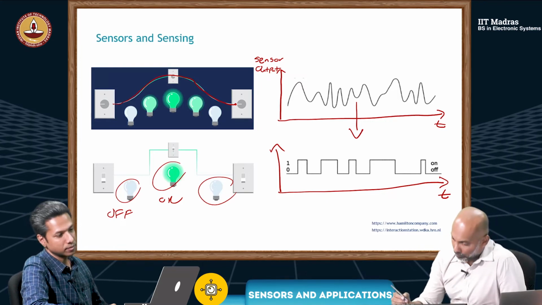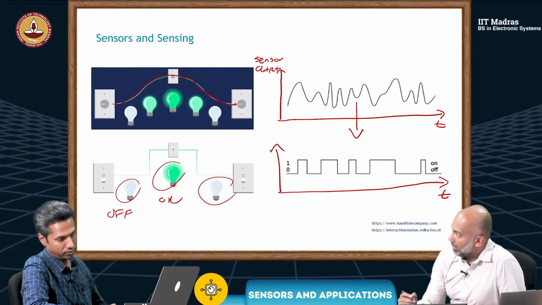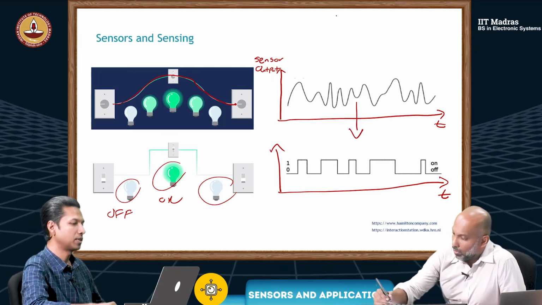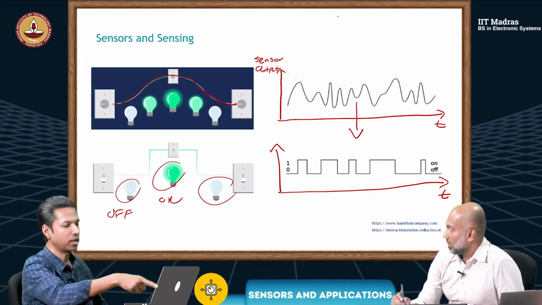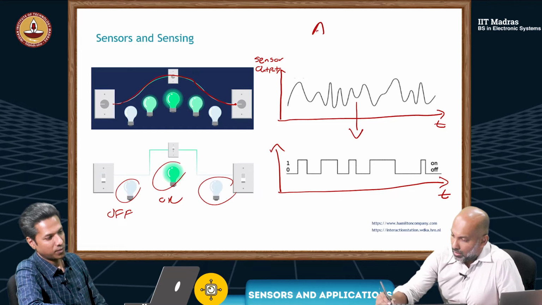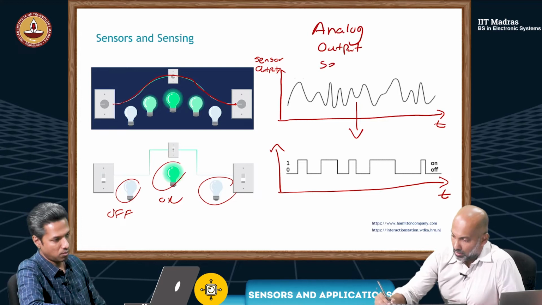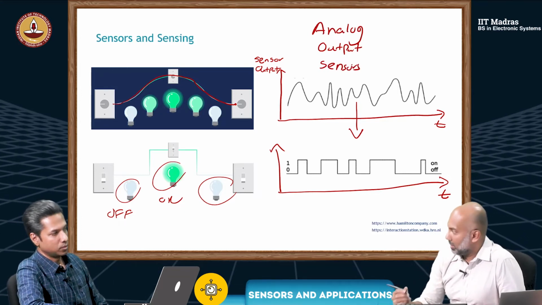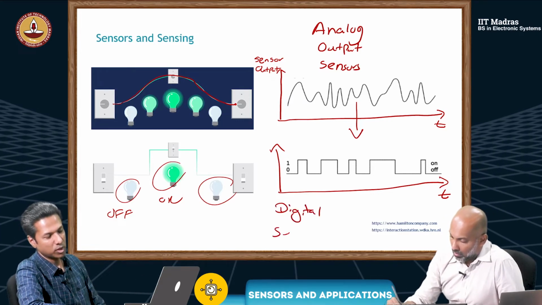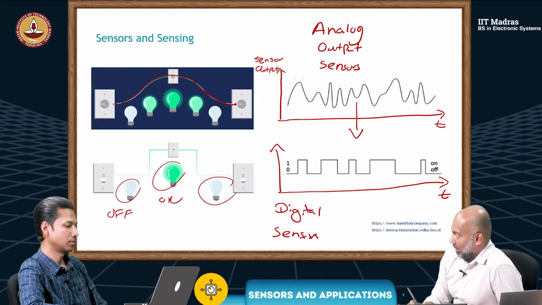So in this case, sensors that give an output like this are constantly changing, it's changing continuously, while here I can see 1, 0. We call these analog output sensors, or analog sensors, which means these ones are called digital sensors. So it's based on the nature of the output.